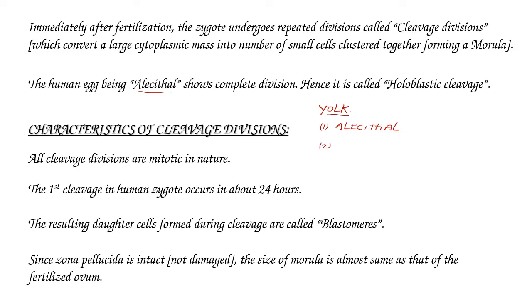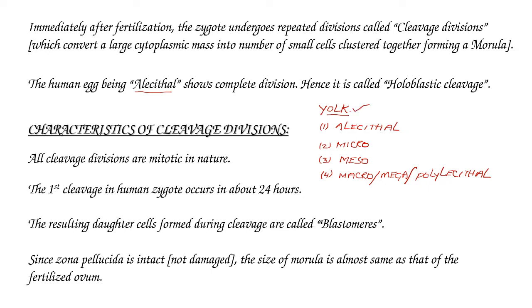and second one is called microlecithal, and third one is called mesolecithal, and fourth one is called macro or mega or polylecithal eggs, based on the amount of yolk present in the egg.